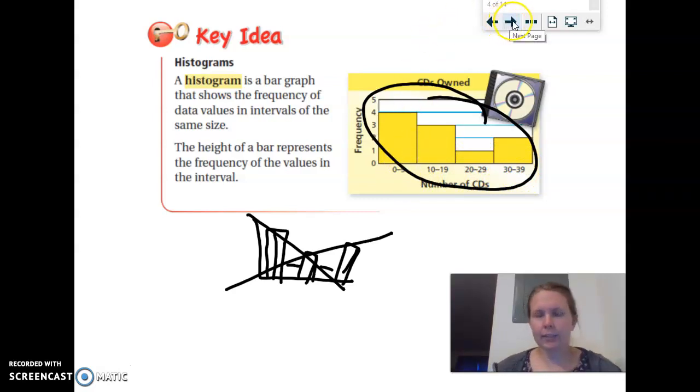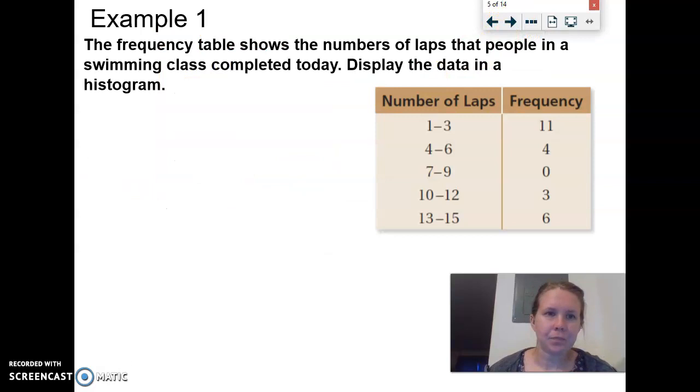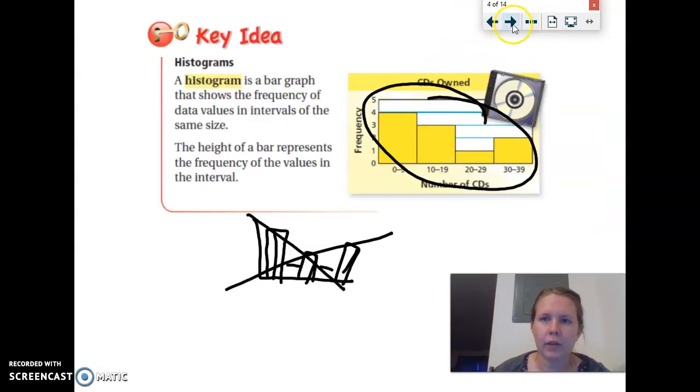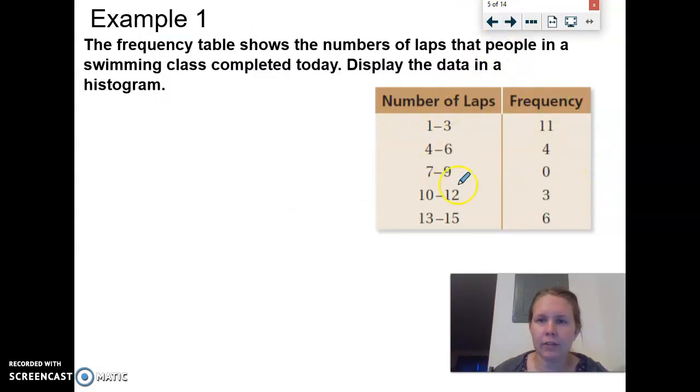Let's go ahead and look at some examples. Example 1 says the frequency table shows the number of laps that people in a swim class completed today. Display the table in a histogram. So like I said, you might be given a table, because they're talking about it in your essential question. So they gave us the table and they gave us the frequencies.